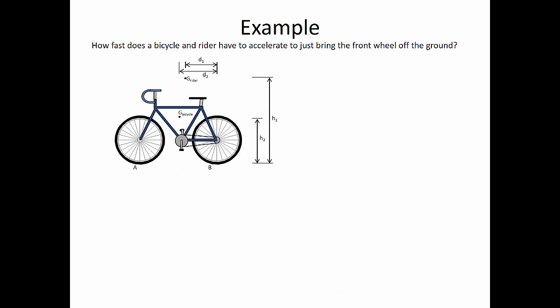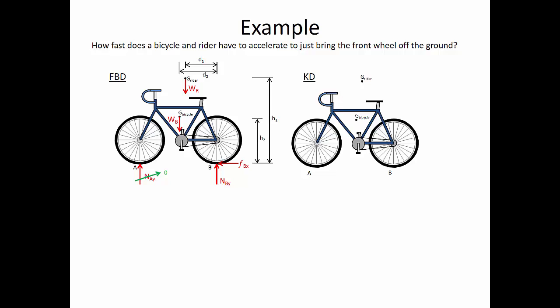Here's an example. How fast does a bicycle rider have to accelerate to just barely bring the front wheel off the ground? Well, we start these problems by drawing our free body diagram. So let's look at the free body diagram for the bicycle with the rider. Well, the rider has a weight, the bicycle has a weight, there's a normal force that occurs at the back wheel, and a friction or driving force at the back wheel. And we may also have a normal force at the front wheel, but in this case, we're looking at the point when the front wheel just comes off the ground, which means that normal force at A will go to 0.